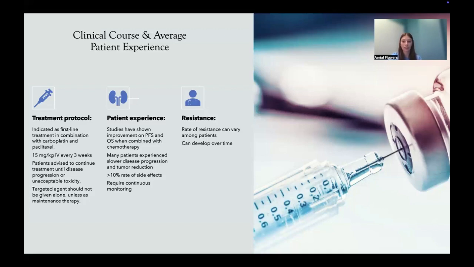Resistance rates can vary among patients through different genetic makeups, previous treatments, and tumor environment or location. Resistance can develop over time through alternating angiogenic pathways that do not rely on VEGF, mutations in the VEGF receptors, and through the upregulation of hypoxia-inducible factors.